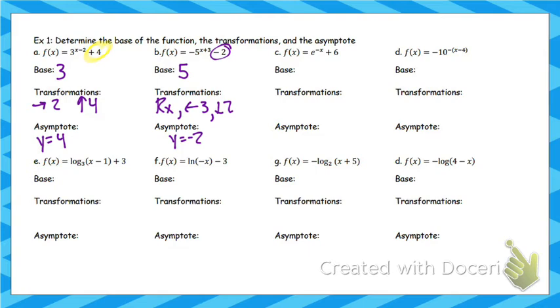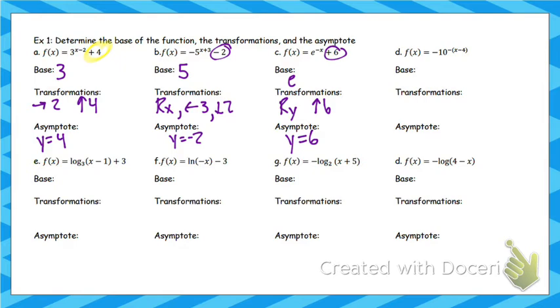All right, try another. e is the base. And remember, e is about 2.718. Transformations, there's a negative next to the x, so that's a reflection over the y. And then we've gone up 6. Since we've gone up, that is our horizontal asymptote, so y equals 6.